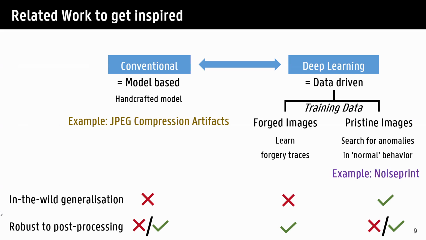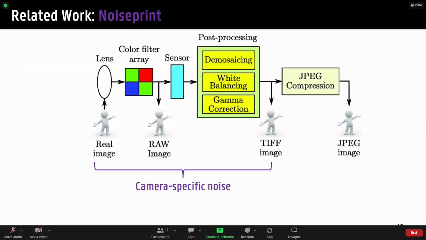And one noticeable example here is the NoisePrint method that was made by the University of Naples, and that's how we got in touch to do this work together. In the NoisePrint method, basically what we're doing is we're exploiting the camera-specific noise. So when a camera makes an image, there's a bunch of noise in there that is unique to the camera, as most of you will already know.